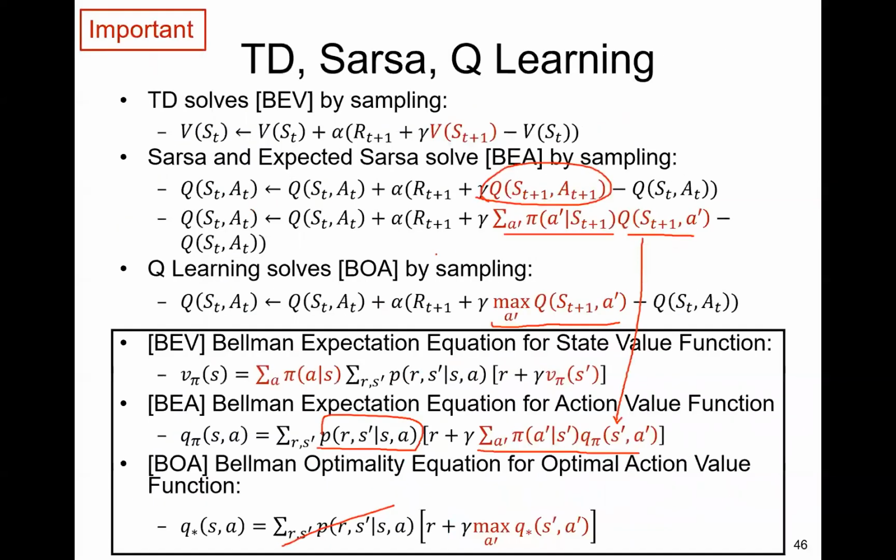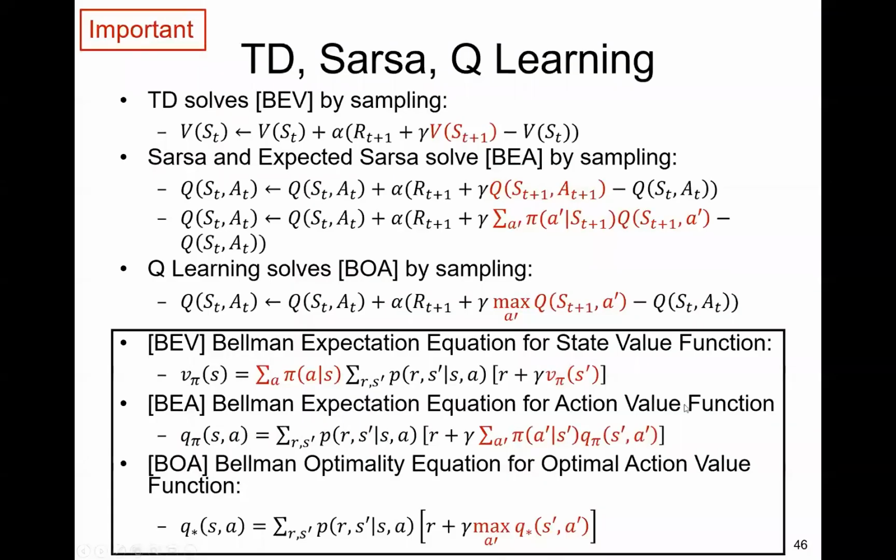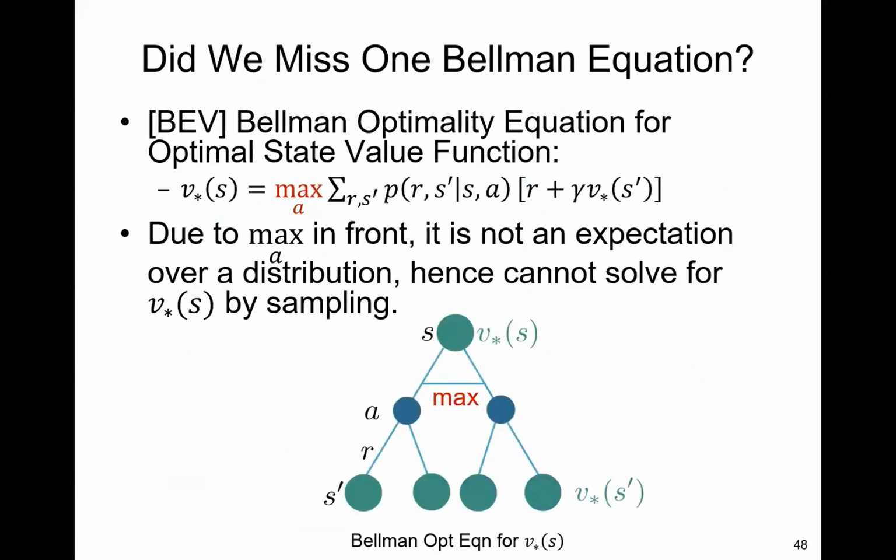For all these 3 other Bellman equations, you always have an expectation over A, over S prime. So these can be converted into the sampling version. But if you have a max in front, you cannot do sampling-based evaluation.